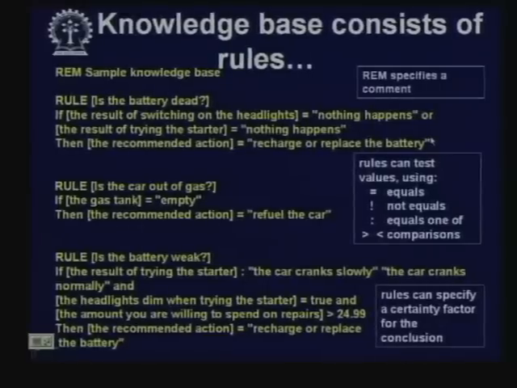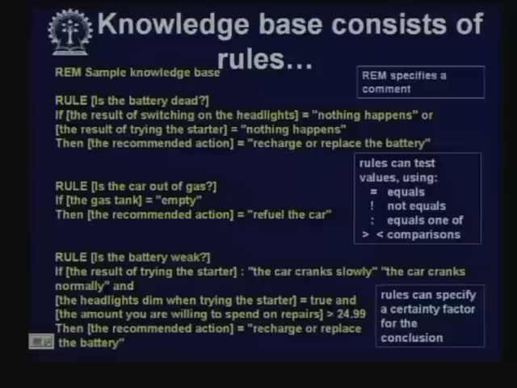Now, depending on the shell that you are using, the syntax of the rule will change. So, there is one particular syntax, and we will see a couple of other syntaxes also. In this particular case, the shell is providing me with some operators like equals, not equals, equals one of, or comparisons. Say, look at the rule: is the car out of gas? That is what I want to test. If the gas tank equals empty, then the recommended action is refuel the car.